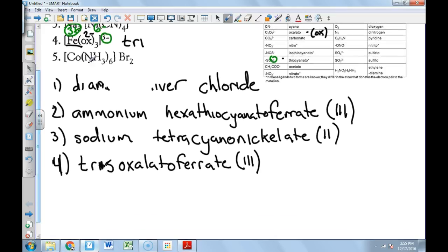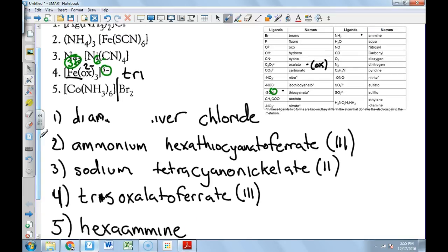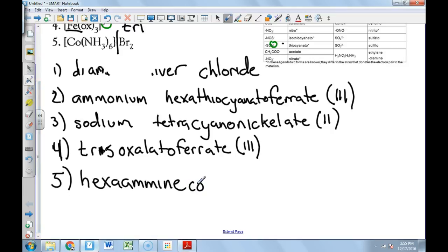Now the last one here. This one is good because we can split it in 2. So we're going to go backwards. The prefix for 6 is hexa, so that's hexaammine, because ammine. Cobalt. Now, if it's a transition metal, we need to figure out cobalt's charge, except for silver, zinc, and cadmium. Those are the 3 exceptions.